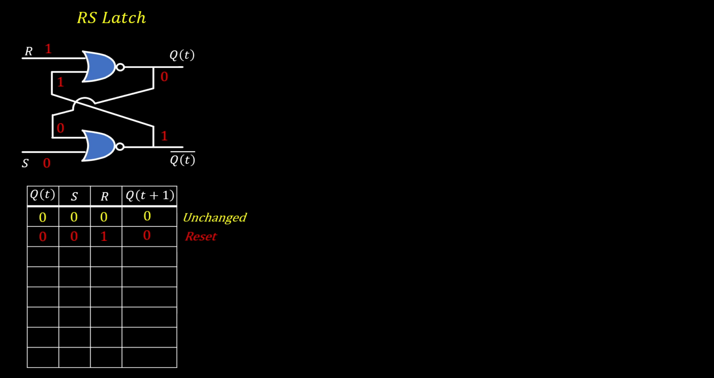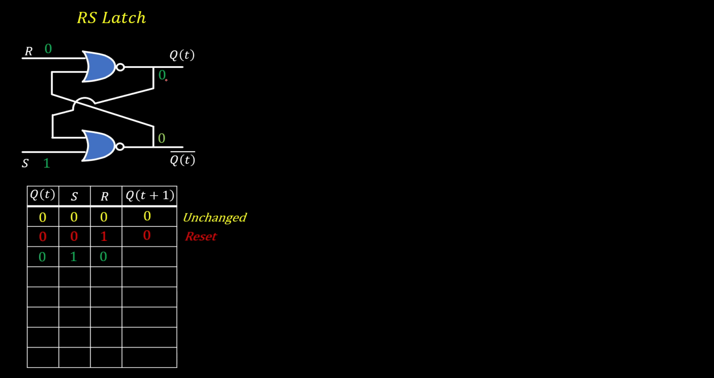Now let's see the next condition. QT is 0, S is 1, R is 0. R is 0, S is 1, QT is 0 and complement of QT is 1. QT and QT bar will go to the feedback. For the first NOR gate, one input is high, so output is low. And for the second NOR gate, again one input is high, so output is low. And QT and QT bar have to be complements of each other. So this is not a valid state.